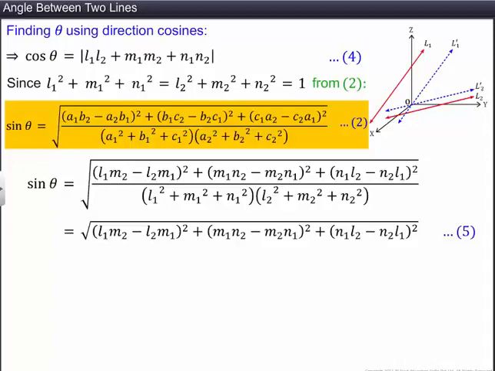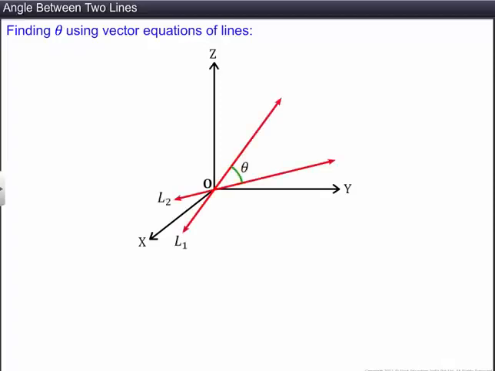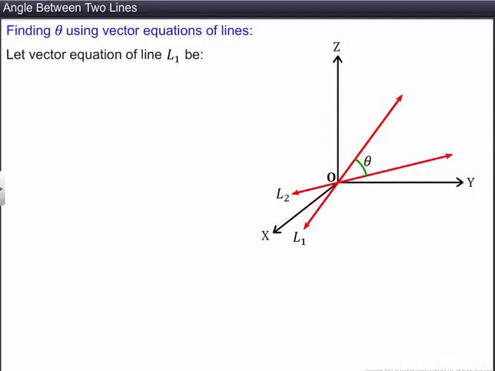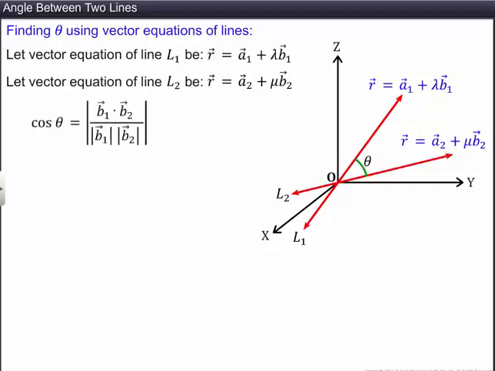Now, we will find the angle between the two lines when their vector equations are given. Let us represent the two lines L1 and L2 with their vector equations. Let the vector equation of line L1 be vector A1 plus lambda into vector B1. Similarly, let the vector equation of line L2 be vector A2 plus mu into vector B2. The cosine of angle theta between the two given lines is equal to the modulus of the dot product of vectors B1 and B2 divided by the product of the magnitudes of the vectors B1 and B2.